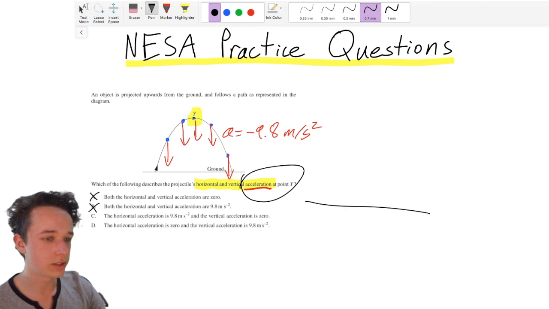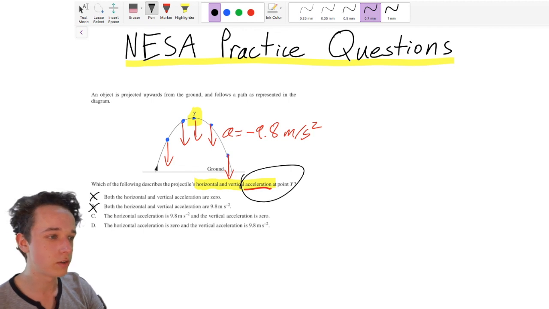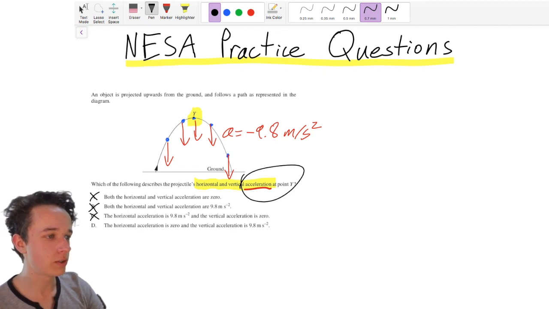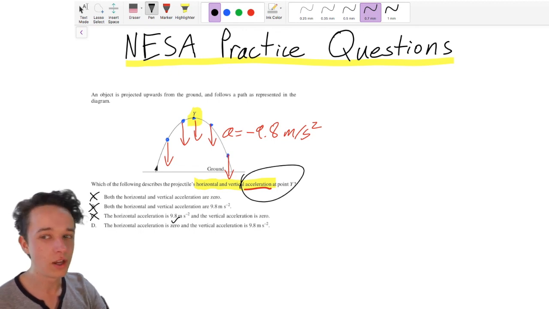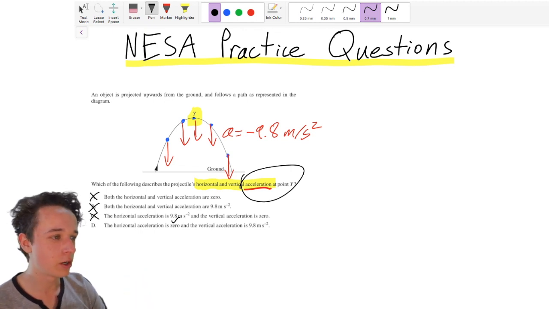C, the horizontal acceleration is 9.8 meters per second squared and the vertical acceleration is 0. Well, this is horizontal. Well, that's not exactly horizontal. This is horizontal. And we know there's no acceleration in the x component. We know there's no acceleration in the horizontal direction. So this is also wrong. So the last option D must be the correct answer. So the horizontal acceleration is 0, that's definitely correct. And the vertical acceleration is 9.8 meters per second squared. I would have said negative 9.8 meters per second squared, but that's the closest to what I would have said. So D is the correct answer here.